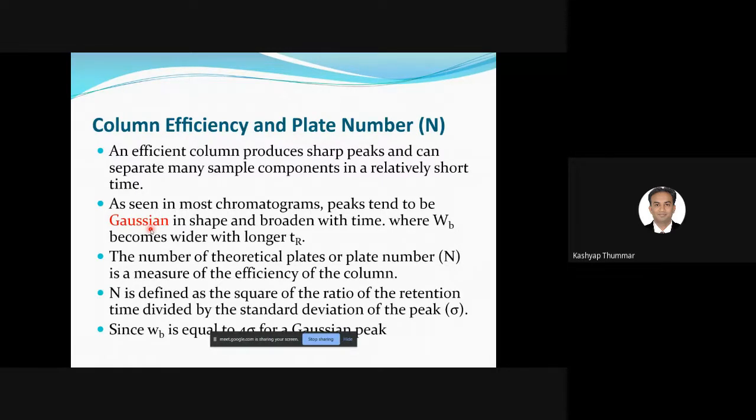N is defined as the square of the ratio of the retention time divided by the standard deviation of the peak. So how to calculate the plate number? Take the example of column efficiency with plate number. Suppose in a class of students, one class is considered as a column, and batches are called the batch number. More number of batches indicates more students can be accommodated. In the same way, more plate numbers means more compounds can be separated.